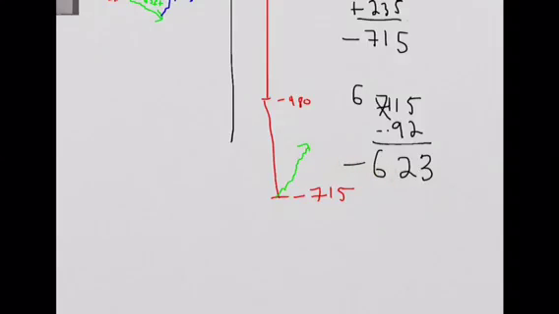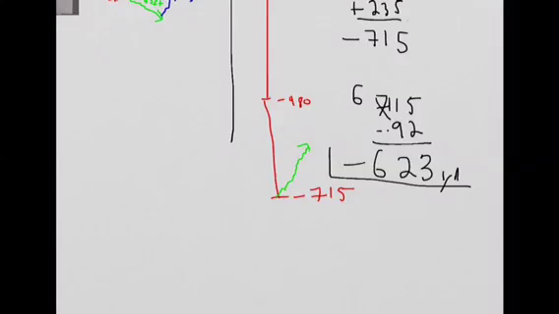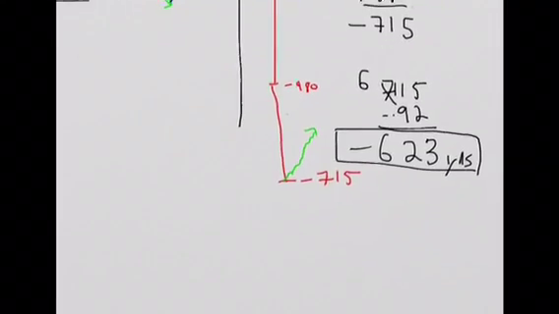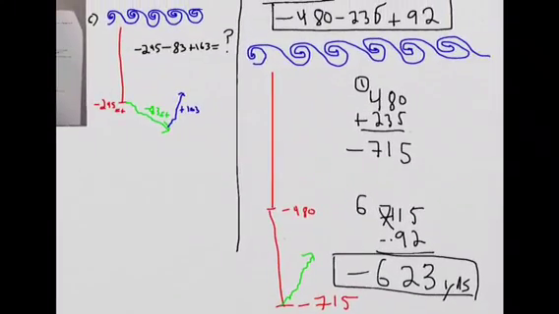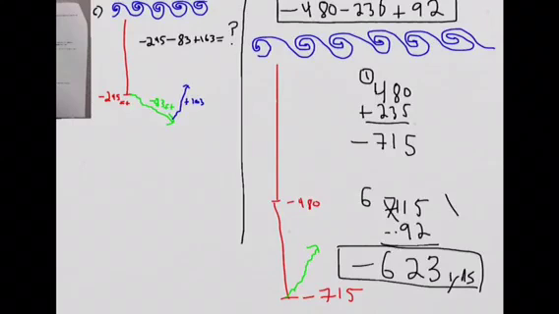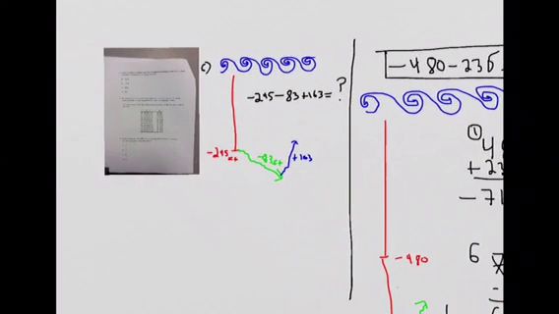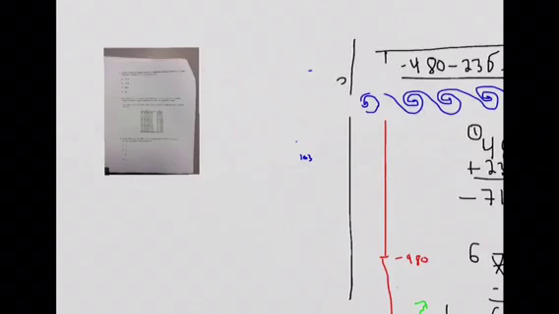So this here, I'm sorry, it's in yards. Negative 620 yards is my final answer. So using this model, hopefully now you can do this problem. Okay, now let's go ahead and do the next problem. I'm just going to go ahead and erase everything here.